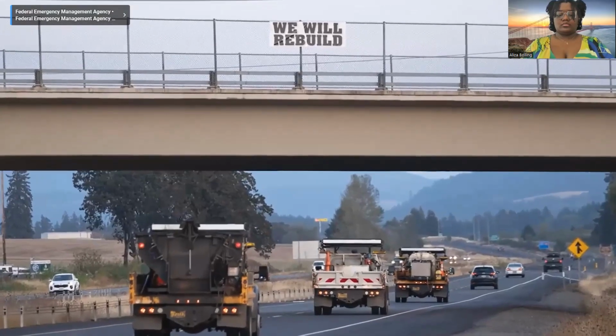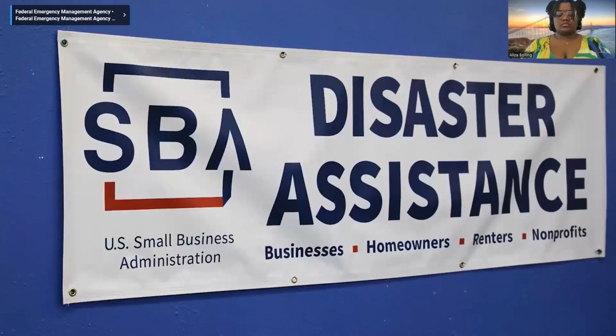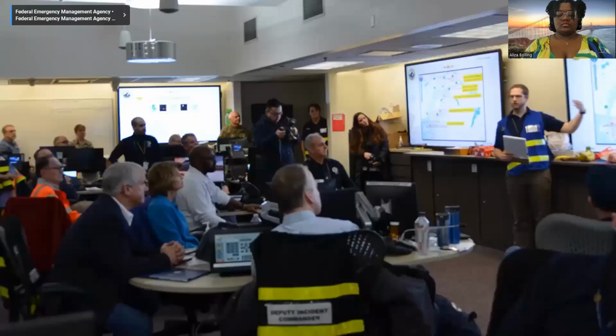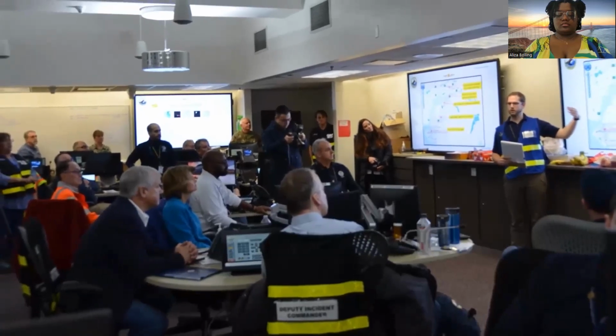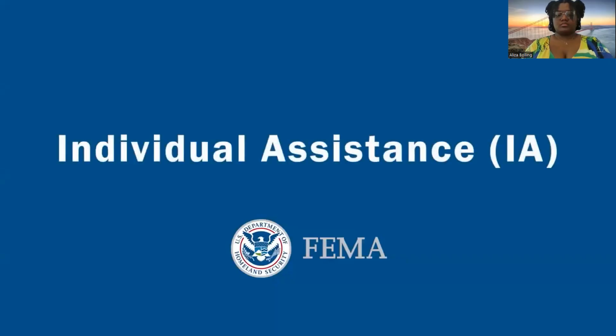Disaster declarations can fund permanent repairs to damaged infrastructure, provide low-interest loans and grants to people, and offset future damage through mitigation. There are 3 FEMA assistance programs available to request. The first is individual assistance.